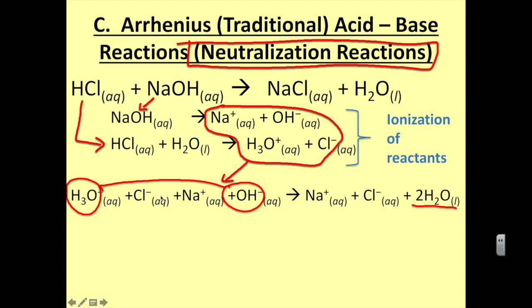The things that did not change, we call spectator ions. They did not actually participate in the reactions. They're the same on the left side and the right side. What is convenient about that is that we don't write them in the final net ionic equation. We just have the ones that actually change. The acid and the base created 2 waters. That was the overall actual reaction. Everything else was just kind of there as a placeholder.